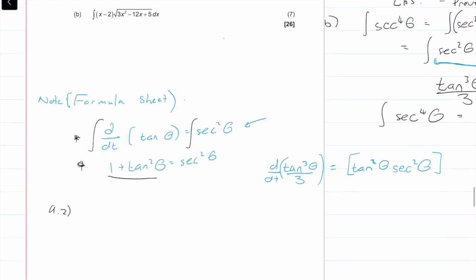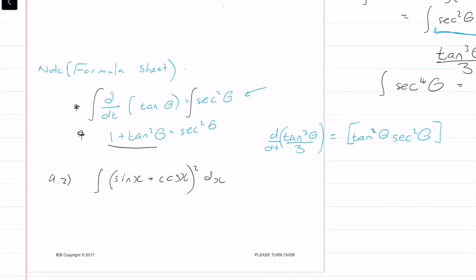We want to calculate the integral of (sin x + cos x)² dx. Okay, so what we're going to do is multiply this out. So this is equal to the integral of sin²x + 2 sin x cos x + cos²x dx.